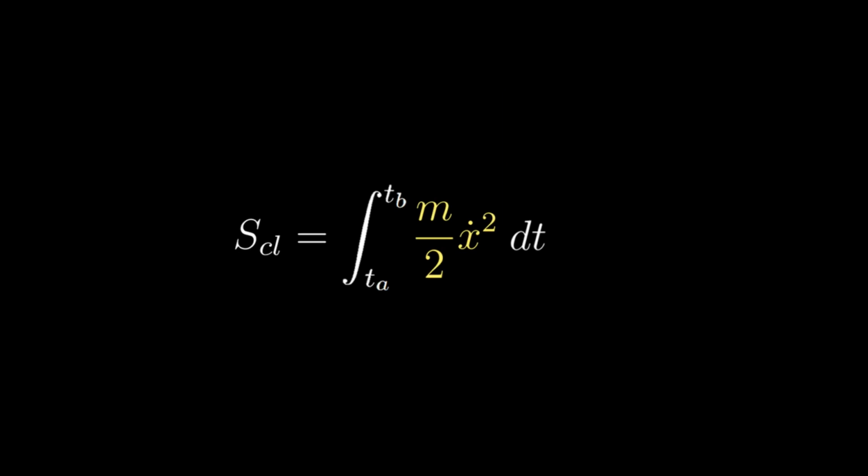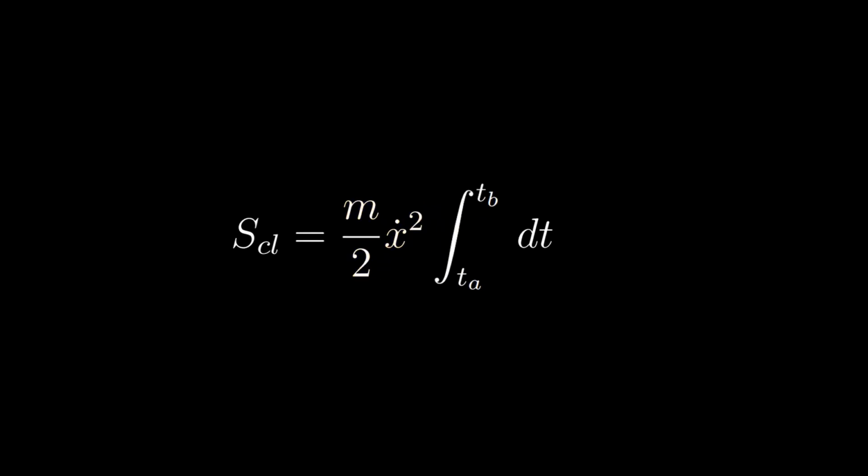M over 2 is a constant and so can be taken out of the integral. However, we are dealing with a free particle which, by definition, has no external forces acting on it. X dot, which is a shorthand for the time derivative of position, is a constant since the velocity is time independent and can also be pulled out of the expression, leaving us with this.